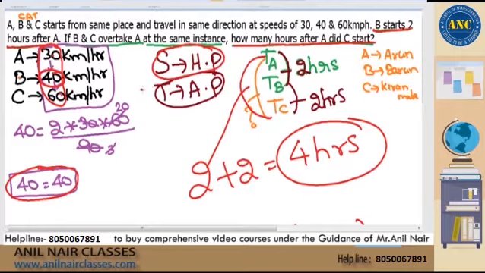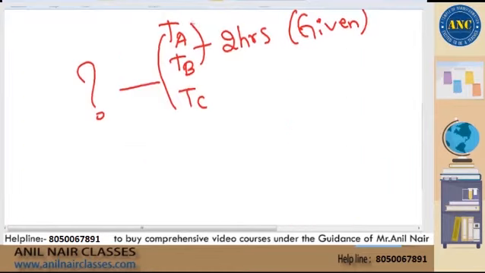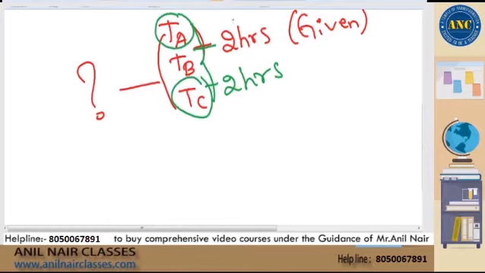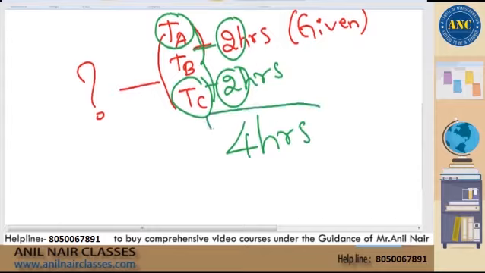If the speeds are in harmonic progression, definitely the time will be in arithmetic progression. Arithmetic progression means if the common difference between A and B is 2 hours, B and C should also be 2 hours. But they are asking for A and C. A and C is nothing but 2 plus 2. 2 plus 2 is how much? 4 hours. I hope it is clear, Anand.